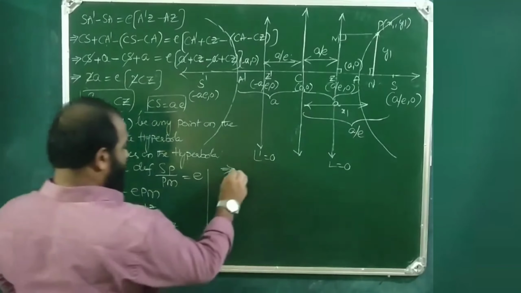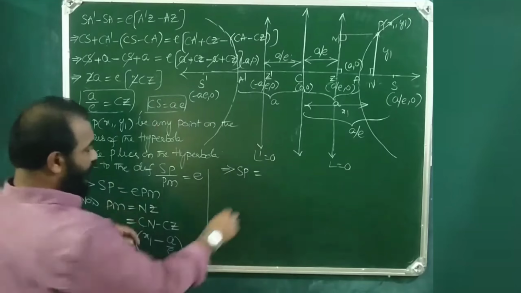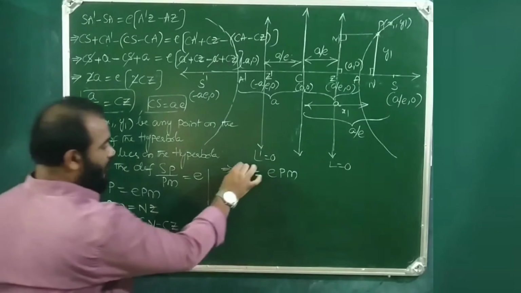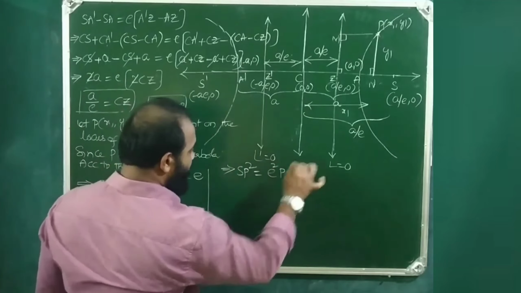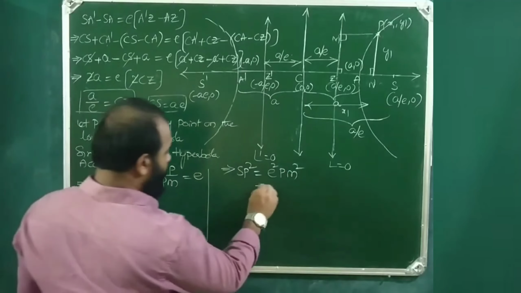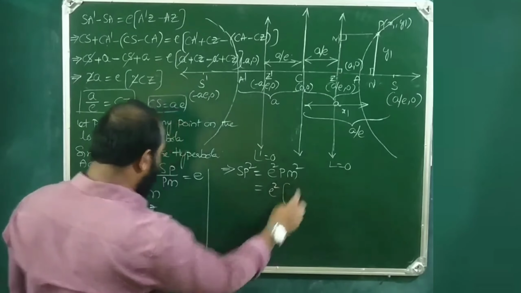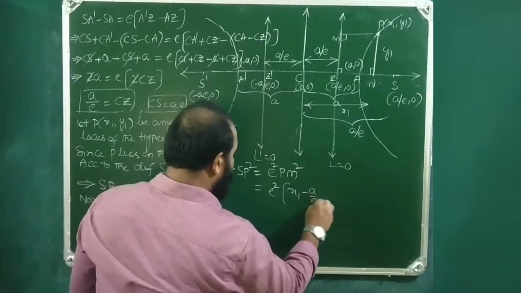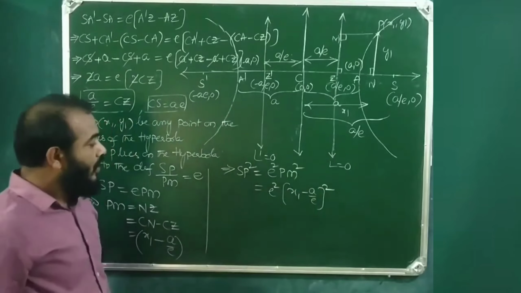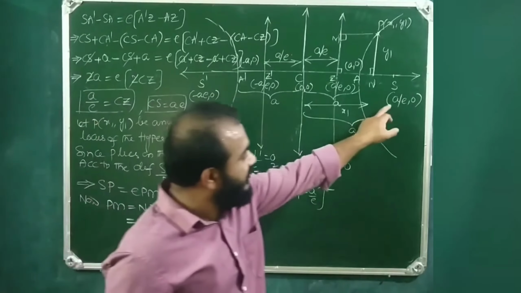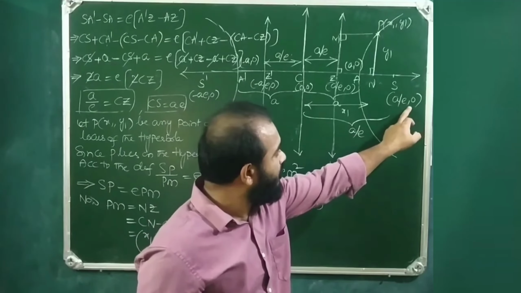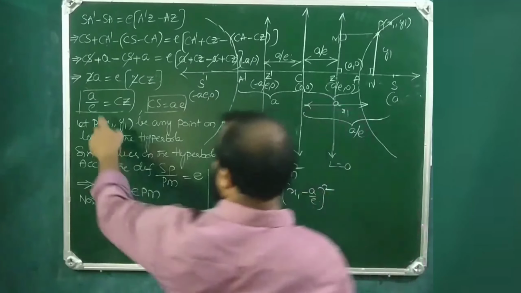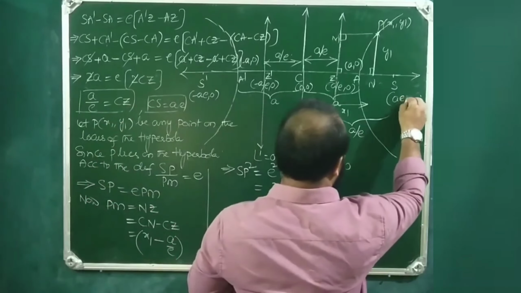And so from this, SP is equal to E PM. SP equals E PM. Squaring on both sides. SP square equals E square PM square. So E square into PM is nothing but x1 minus A by E whole square. And what is SP? S is AE, since CS is equal to AE. Therefore, this is AE comma 0.